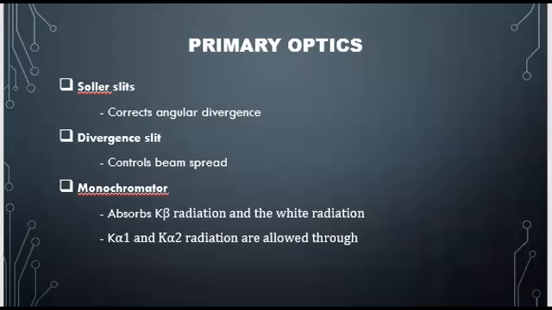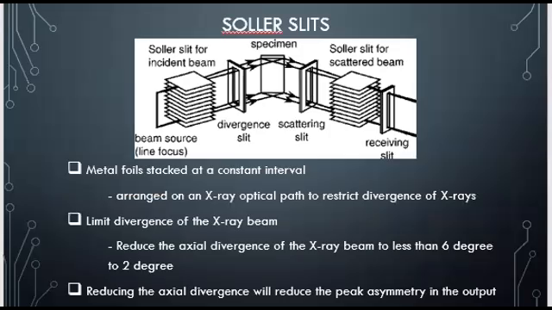For the solar slit, these slits are metal foils that are stacked in parallel with constant spacing. The spacing reduces the angular divergence of the X-ray beam and keeps it on the correct path. By doing this, the peak asymmetry of the signal will be greatly reduced. So you will get better data.